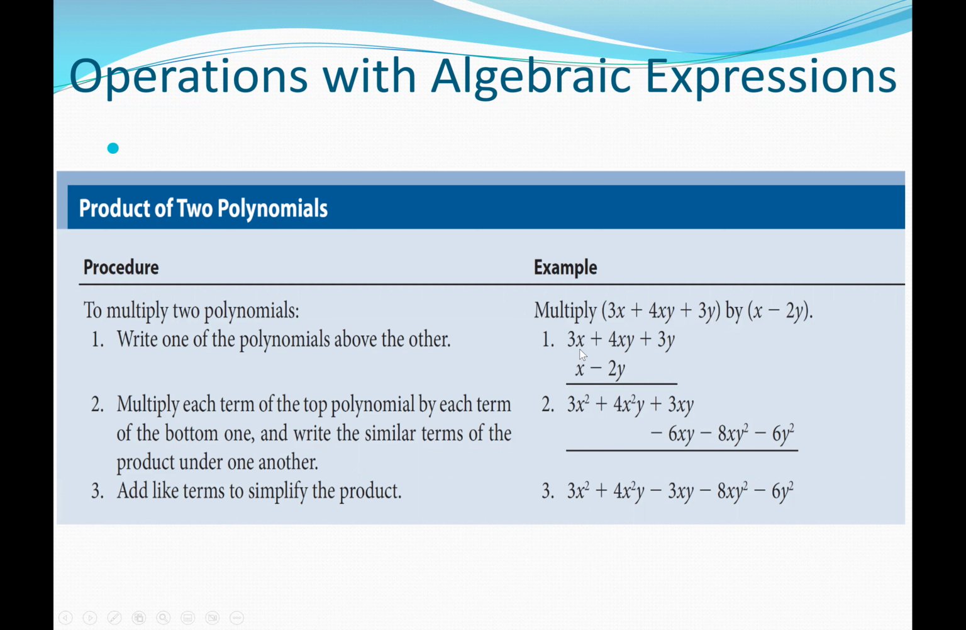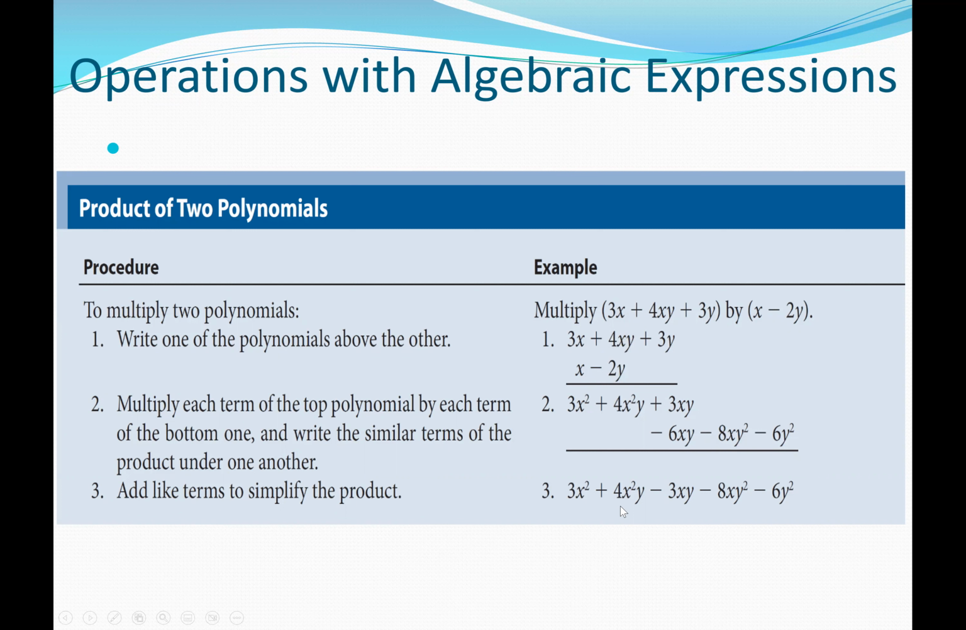So first we start with the x. X times 3x is 3x squared. X times 4xy will give me 4x squared y. X times 3y will give me 3xy. Everything is positive. Now, -2y times 3x will give me -6xy. Negative times positive is negative again. Now, -2y times plus 4xy will give me -8xy squared. Then -2 times +3 will give me -6. Y times y will give me y squared.